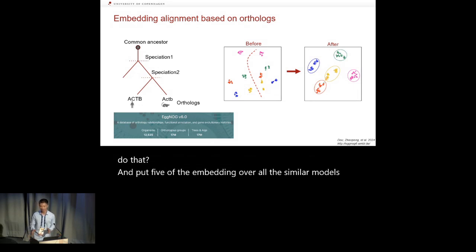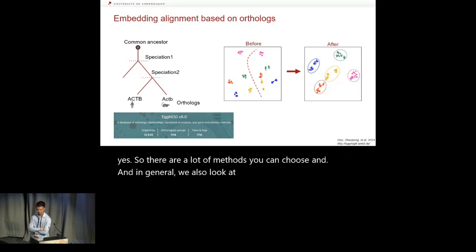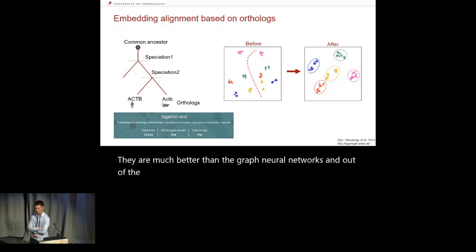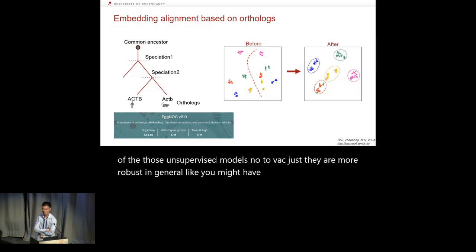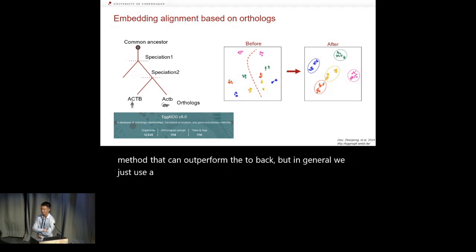Yes. So there are a lot of methods you can choose, and in general, we also looked at some papers, and in general, the unsupervised models like node2vec are much better than graph neural networks. And out of those unsupervised models, node2vec is more robust in general. You might have some very unique or novel method that can outperform node2vec, but in general, we just use a method that works in general.